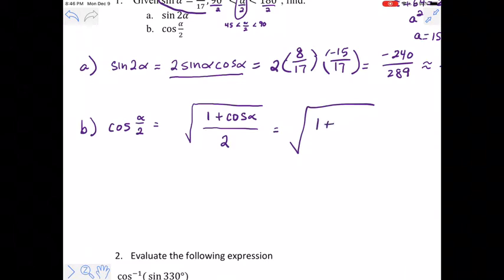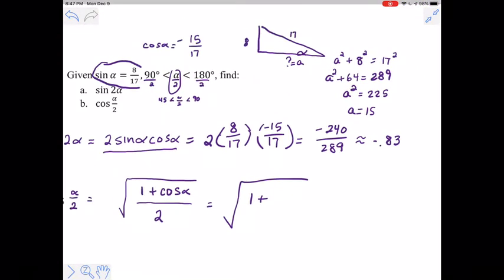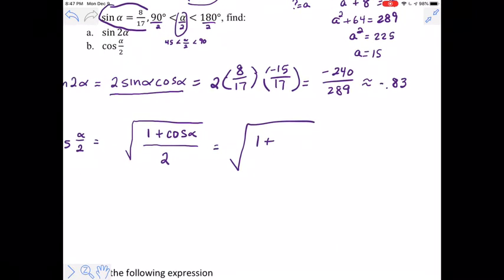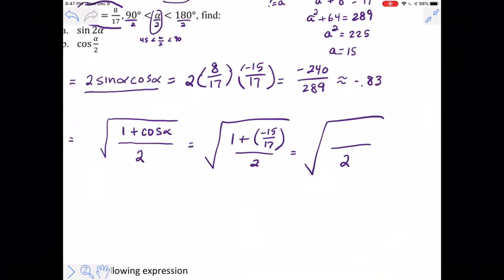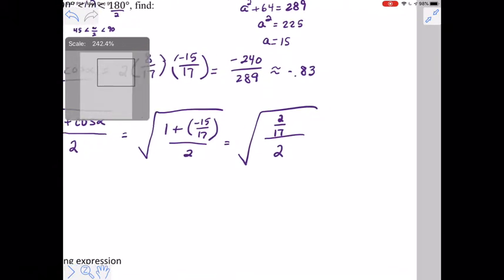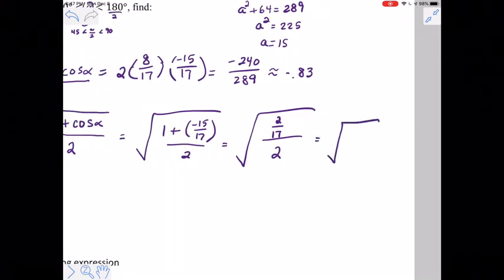So all that's left to do is simplify using cosine of alpha. Remember, we figured that out right here. Cosine of alpha is negative 15/17. And then 1 minus 15/17 is 2/17. Then 2/17 divided by 2. Dividing by 2 is the same thing as multiplying by 1/2. So if we took 2/17 and multiplied it by 1/2, we'd have 2 over 34, or if we simplified that, it would be 1 over 17.